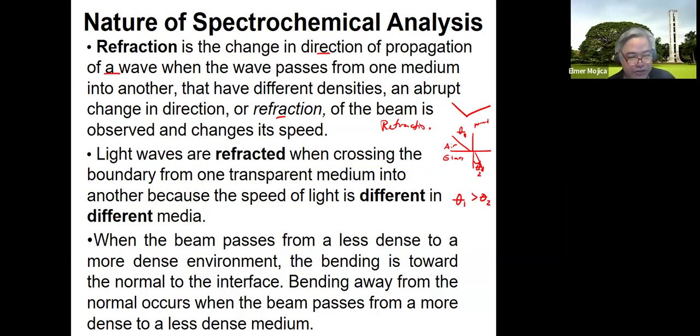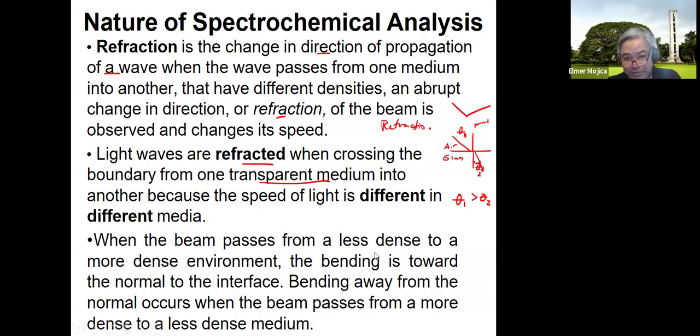So we could say refraction of the light is just passing from less dense to a more dense medium, and bending is towards the normal. Now, if the beam is passing through the other way, from the more dense to a less dense, bending away from the normal, of course. So we could say the light waves are refracted when crossing the boundary from one transparent medium into another, because the speed of the light is different in different media.